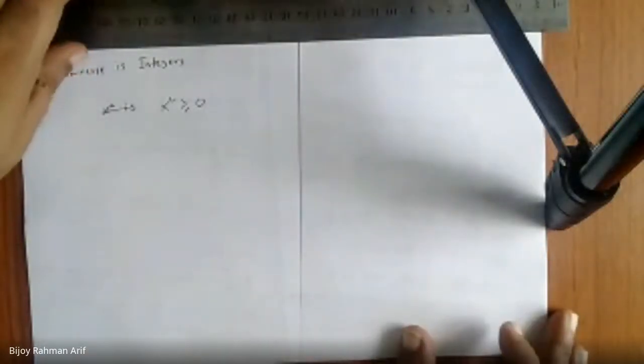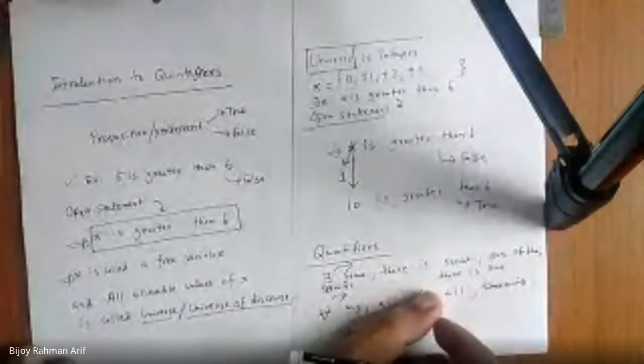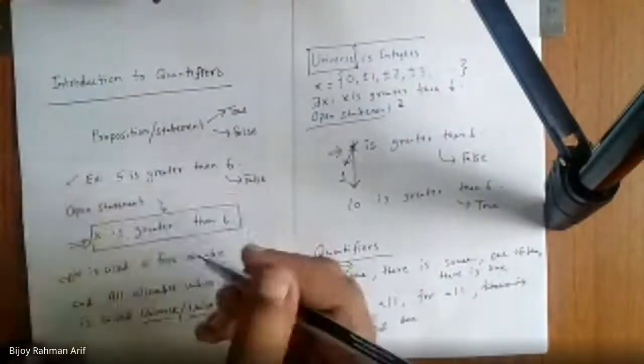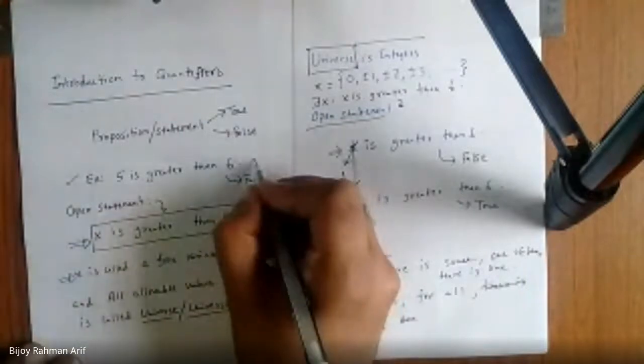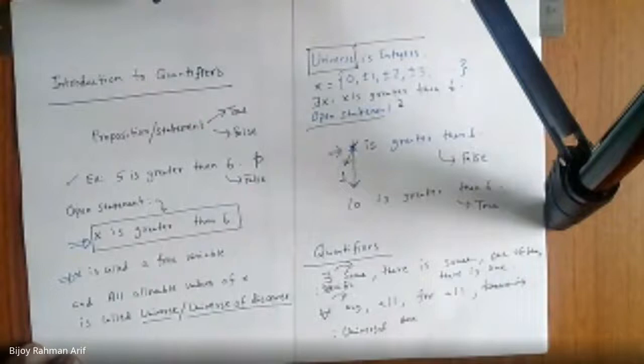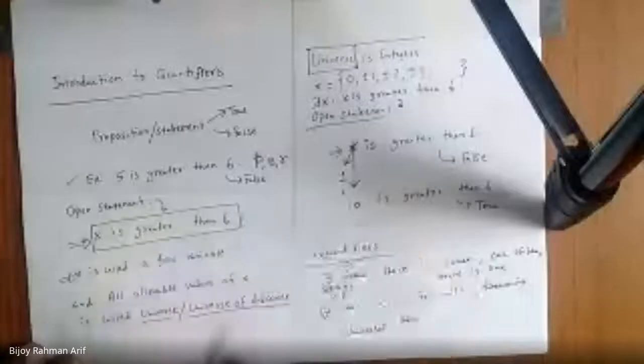Okay, here is another point. When we write a proposition, how do we actually denote a proposition? Using small letter p, am I right? Small p, small q, small r.